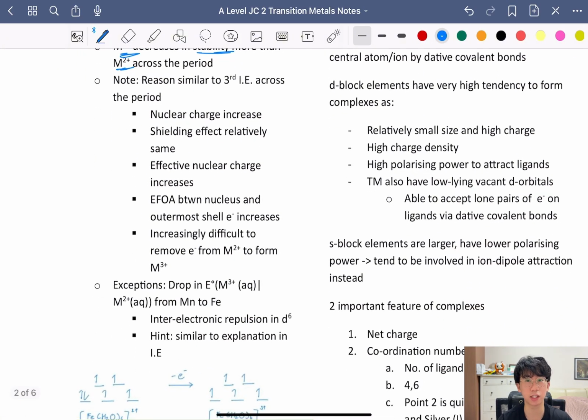And this reason is actually similar to the third ionization energy across the period, where the nuclear charge would increase and the shielding effect is relatively the same, so the effective nuclear charge would increase. So therefore, there's a higher electrostatic force of attraction between the nucleus and the outermost shell electrons. And because of that, it becomes increasingly difficult to remove the electron from M2+ to form M3+. So you can see some parallels between ionization energy concepts from the first ever chapter to the transition metal topic that we have today. Of course, there are some exceptions.